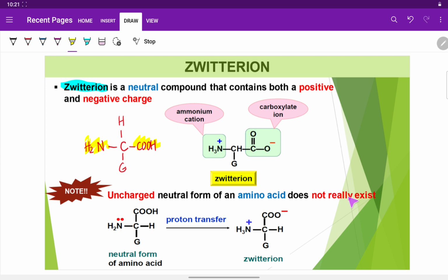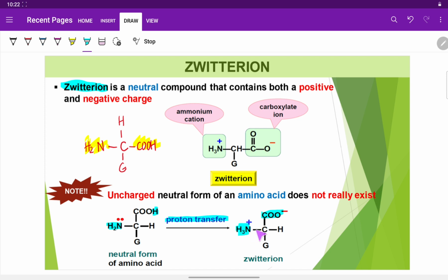So, kita tengok dekat sini, uncharged neutral form of an amino acid does not really exist. Ini yang saya masukkan tadi. In reality, our carboxylic acid exists as a zwitter ion. Dia takkan wujud dalam form macam ni. Okay, so apa yang berlaku dekat sini sebenarnya? There will be proton transfer. Proton transfer daripada mana? From the H plus dekat sini, from the carboxyl group, it will be transferred to the amino group over here. Sebab tu kita akan dapat dekat sini ammonium cation dan carboxylate ion. Okay, jadi your zwitter ion will look like this.